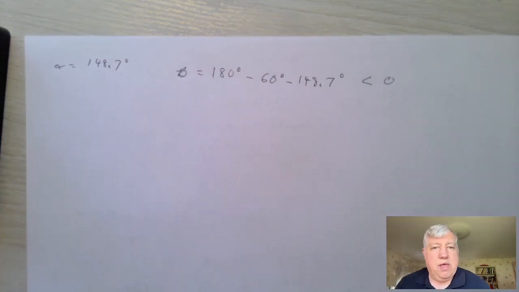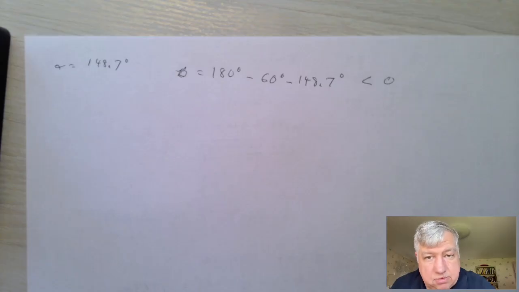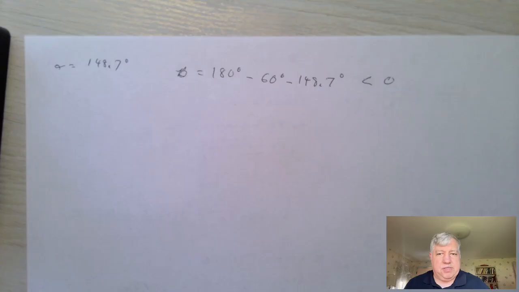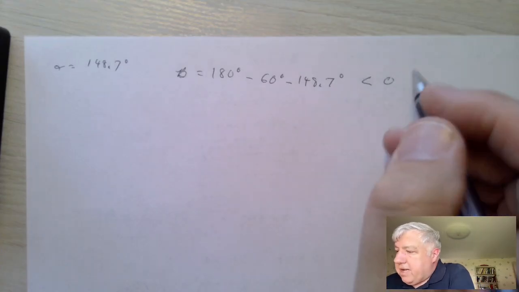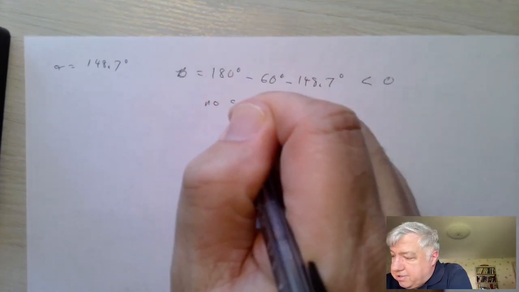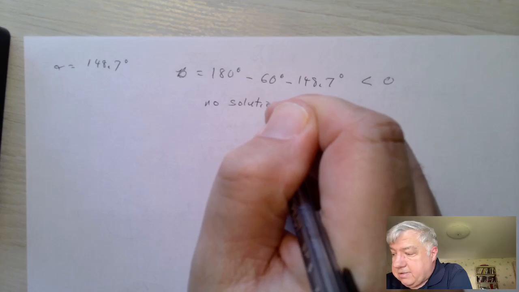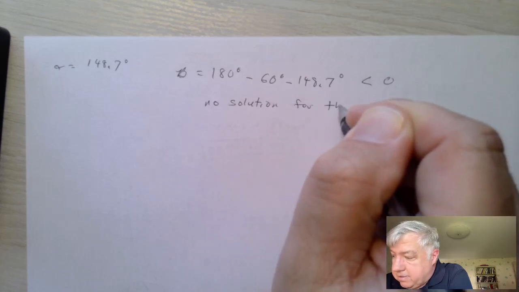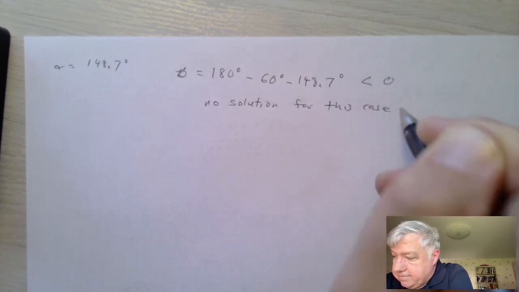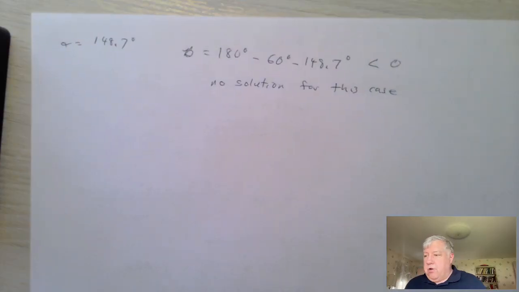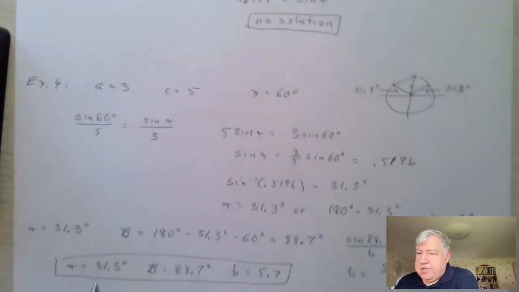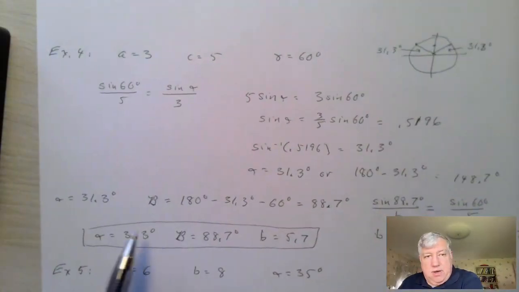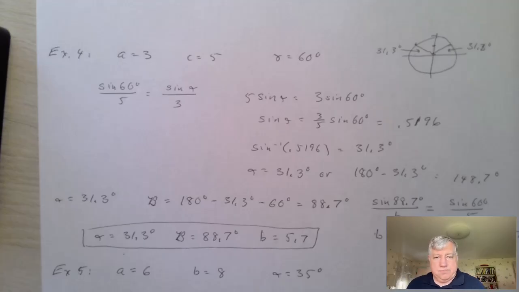That's way too much. You won't get an angle. Beta is supposed to be between 0 and 90 degrees. So because this is negative, there's no solution in this case. All right, so back to this. So this is the only solution for this problem, for example 4.